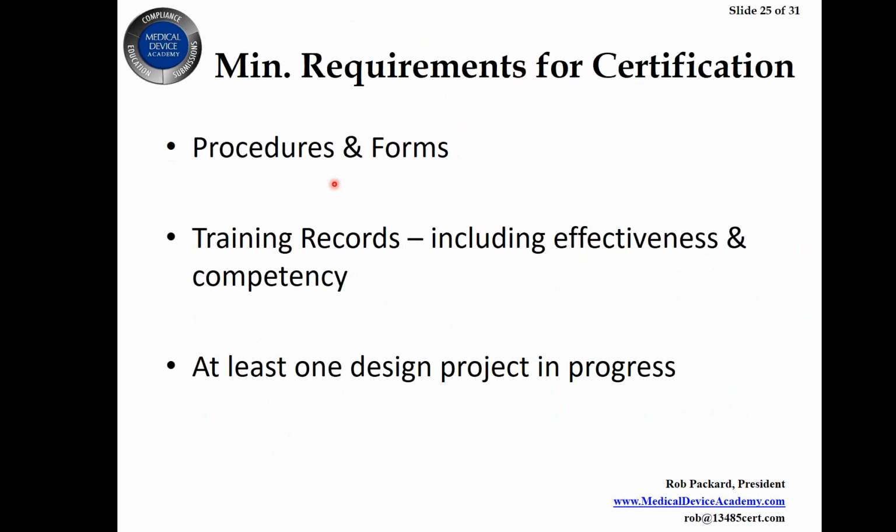So you would have procedures for design controls, design change, design transfer. You would possibly have a procedure on how to assemble a technical file, and you would have forms associated for design reviews, design plans, maybe even design inputs and outputs like an IOVV or design traceability matrix. Maybe some risk management documentation should be included as well. You would have training records, including effectiveness and competency. Remember 7.3.2, they now require competency on training for design controls and risk management.